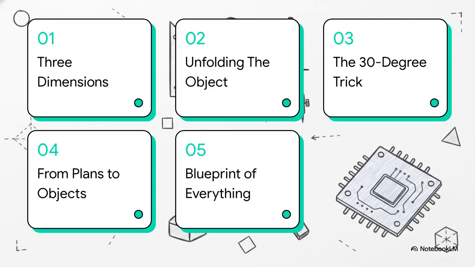Well, here's our game plan. We'll start with that basic challenge, showing 3D on a flat surface. Then we'll get into how engineers unfold an object to see all its sides. After that, I'll show you a really simple trick for creating a 3D view. And finally, we'll see how this all comes together to form, well, the blueprint for pretty much everything.